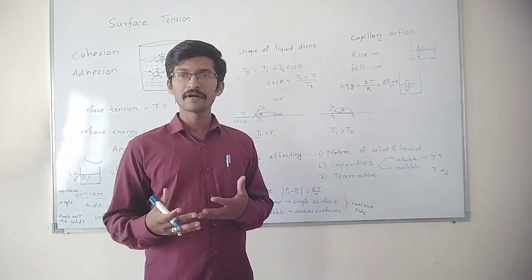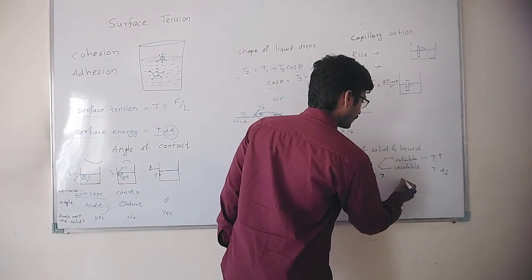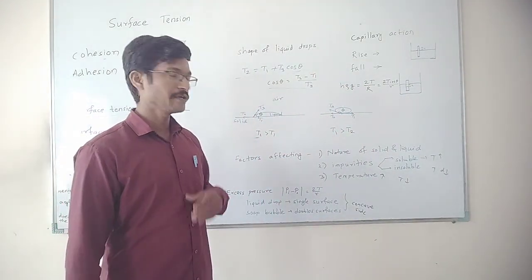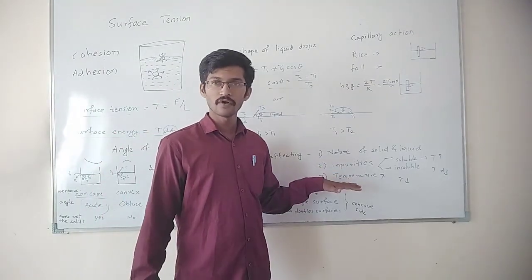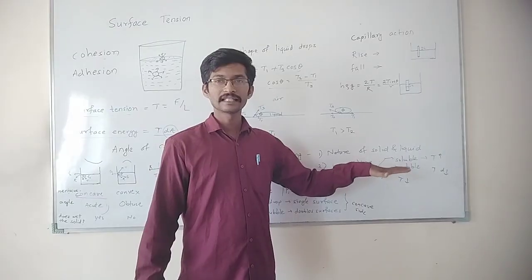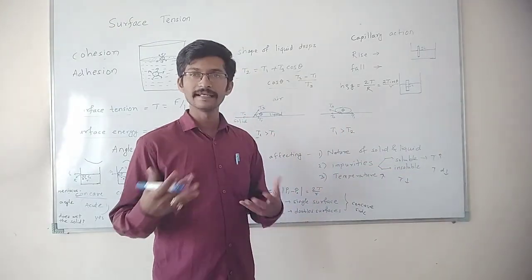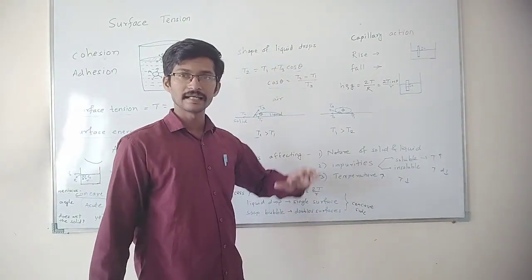Now with temperature, if you increase the temperature, the surface tension decreases and again the area increases. So if you clean a utensil with normal water and with hot water, you can see the hot water makes the utensil cleaner. This is because the surface tension decreases at higher temperature.